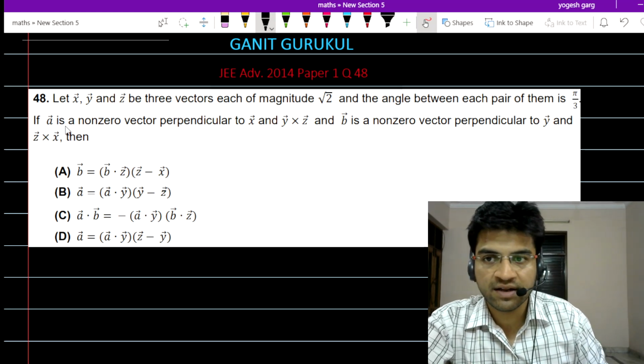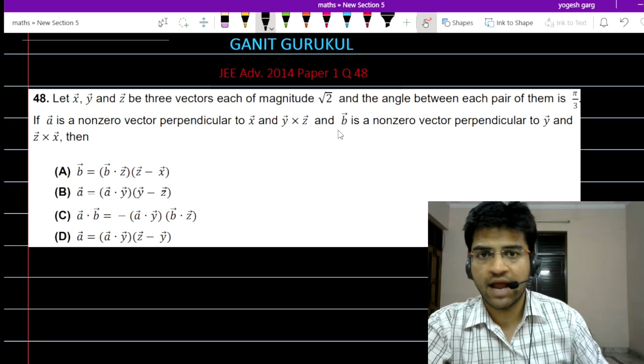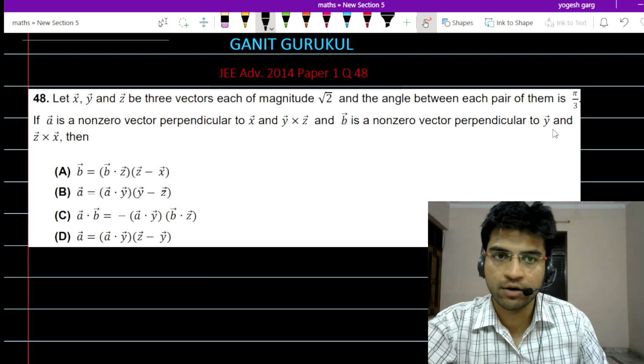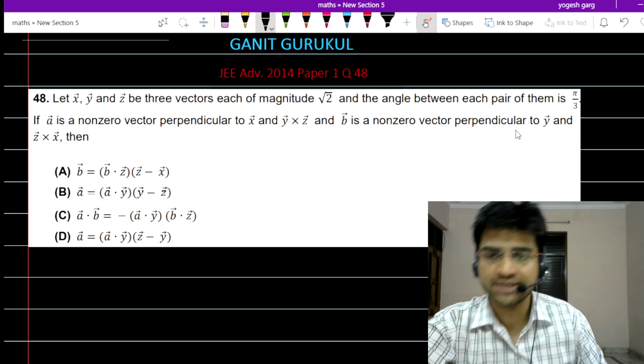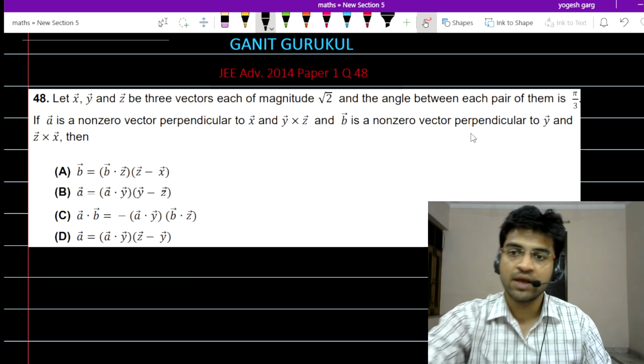So if a vector is a non-zero vector perpendicular to x and y cross z, and b vector is a non-zero vector perpendicular to y vector and z cross x, then which of the following options is or are correct? So this is a more than one choice correct question.